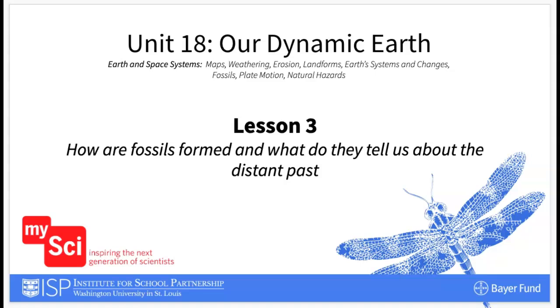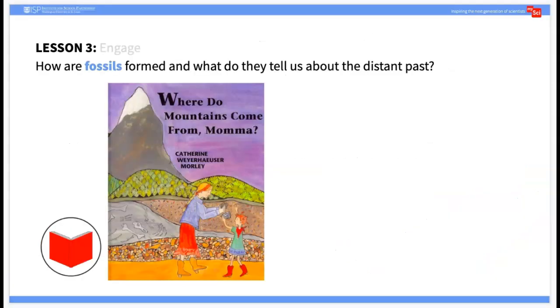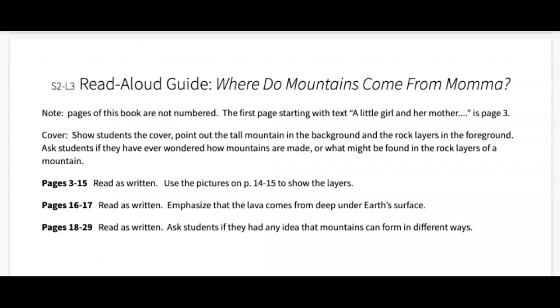In this lesson, they will investigate fossils as evidence for a changing Earth. They figure out that fossils can be found in rock layers and that patterns where fossils are located can be used as evidence of changing Earth landscapes. In the engaged portion of this lesson, students will read the book, Where Do Mountains Come From, Mama? This is a Read Aloud book. The Read Aloud guide can be found in the teacher pages. The Read Aloud guide can be used to elicit student ideas about the processes that form different Earth features.